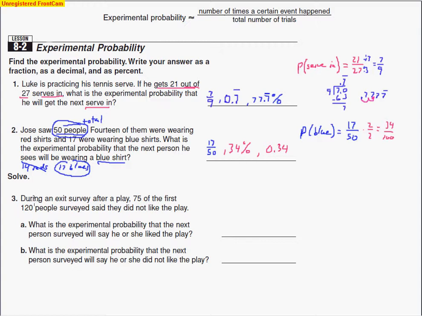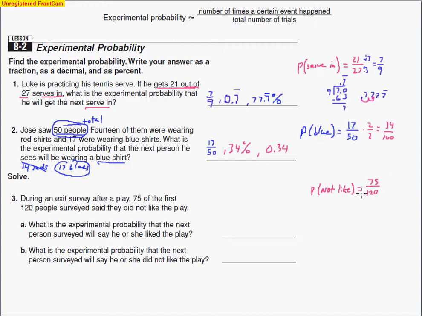And it says, during the exit survey after a play, 75 of the first 120 people surveyed said they did not like the play. Okay, so let's write that down. So the probability of not liking the play, the successes, was 75 out of the total number, which was 120. So that was not liking the play.